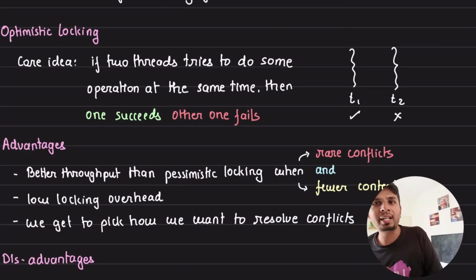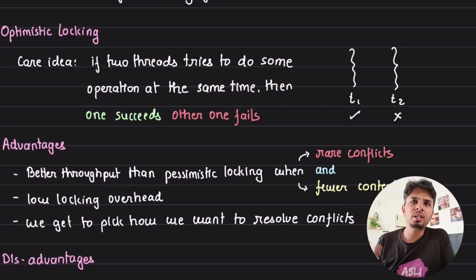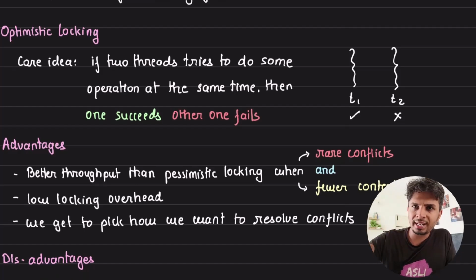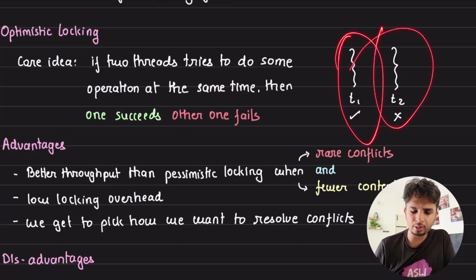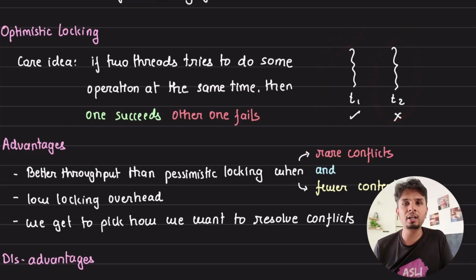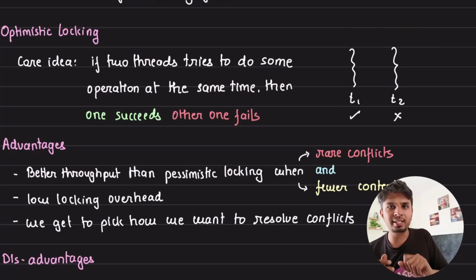The core intuition behind optimistic locking is really simple. If there are two threads trying to do some operation at the same time, somehow make one thread succeed and the other thread fail. So if I have two threads T1 and T2, what if, of the operation they are doing, one thread is successful while the other has no effect and you get to know that it failed? Then you have control to do whatever you want with it. We'll take an example and then come back and look at the advantages and disadvantages of it.